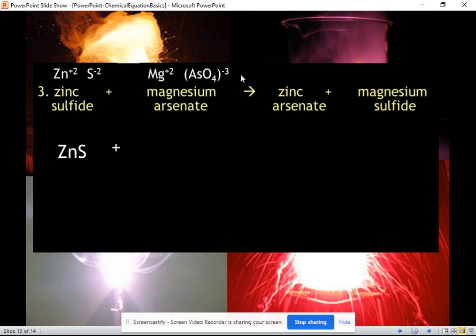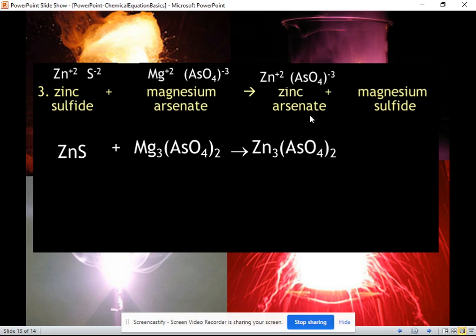When I cross charge these, I'm going to need 3 magnesiums and 2 arsenates. That means I have to use parentheses. Parentheses are not optional. So that is going to yield zinc arsenate. Again, zinc has a charge of +2. Arsenate, I just wrote down over here, AsO4 with a charge of -3. So I'm going to write that down, or at least get the charges written and cross them. So Zn +2 and cross with AsO4. So that'll be 3 zincs I need from that cross charge there and 2 arsenates.